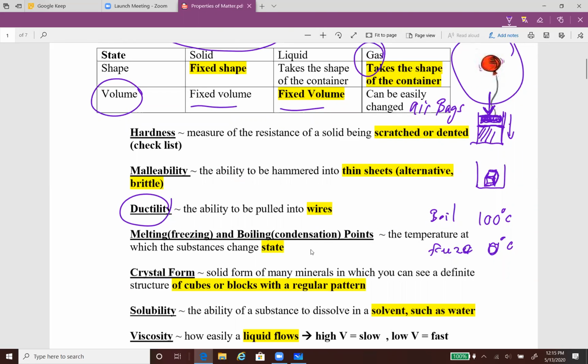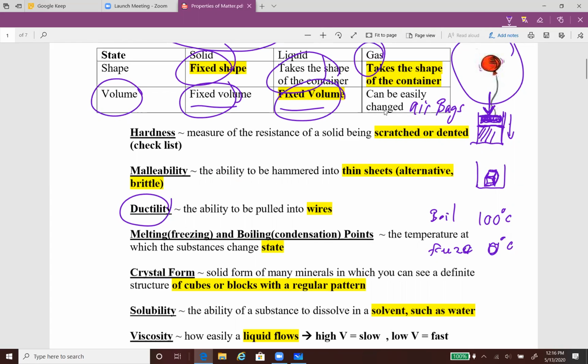If you freeze it, it becomes a solid. So that means it'll have a fixed shape and its volume will not change. And if it's a liquid, that means in between 0 and 100 degrees, then we know it takes the shape of its container, but its volume is fixed also, like a solid.